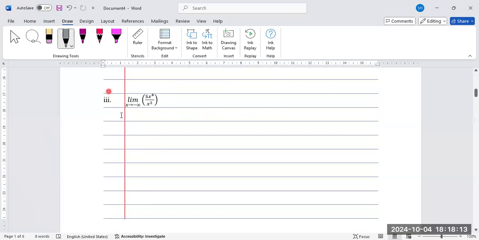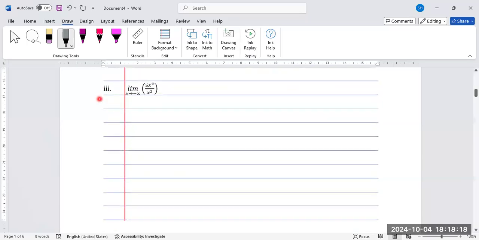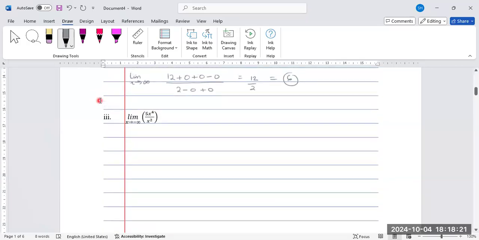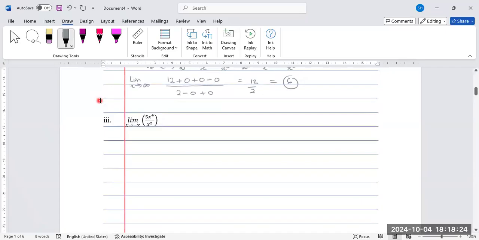Number 3. What's the first step again? It's negative infinity over negative infinity. All right, say that again. What is it? Negative infinity over negative infinity. All right, I give you two. Negative infinity. Okay.